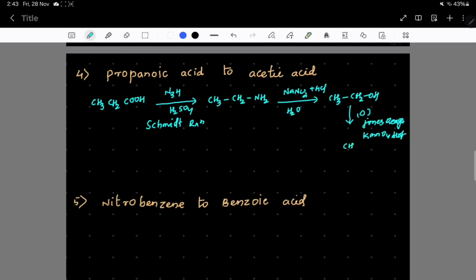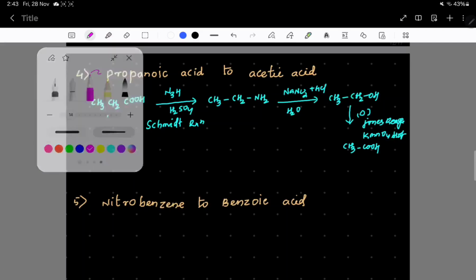So it will give, student, CH3COOH as the product. And one more method also we can do for this process. Right, so just you can take, student.